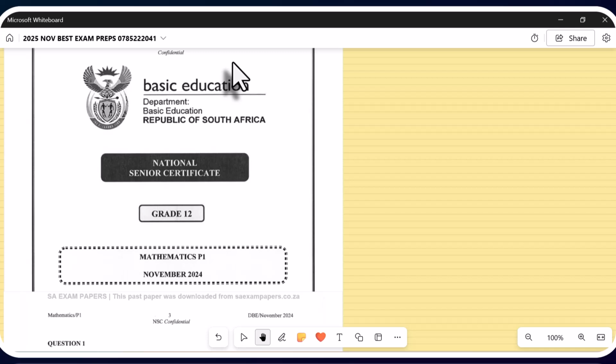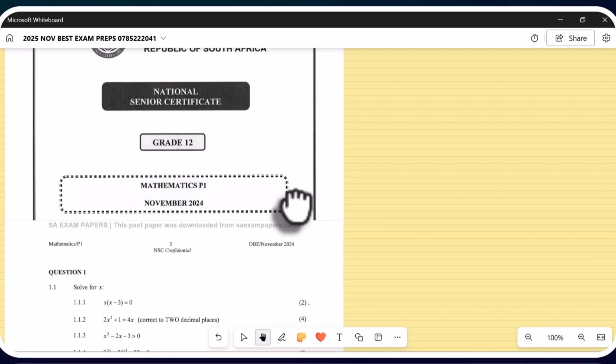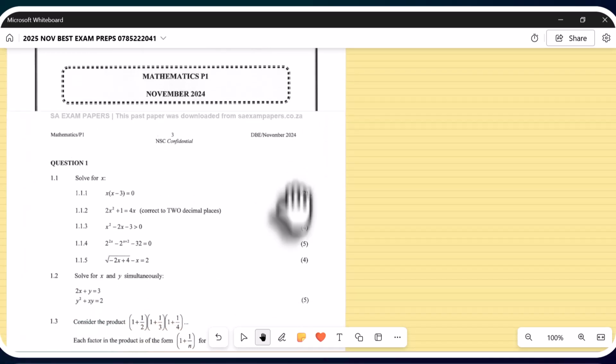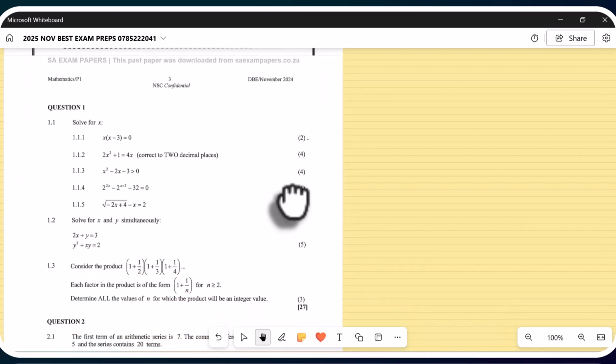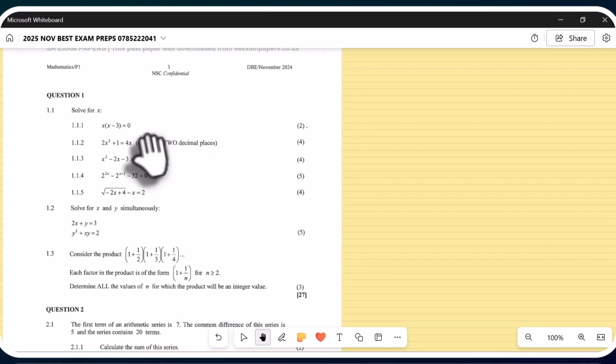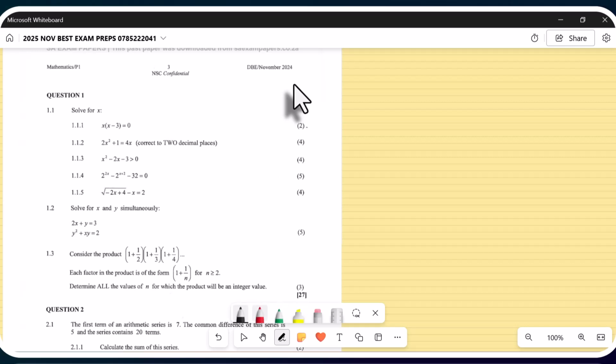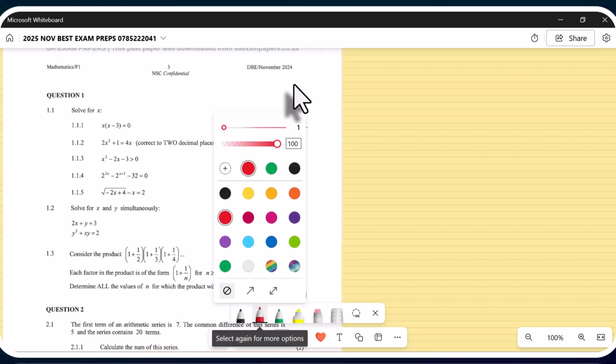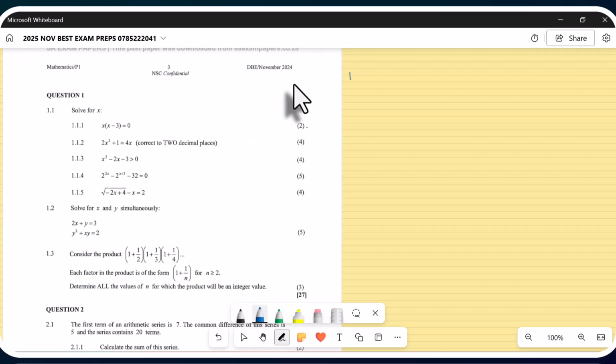For that matter, November paper 1 2024 is our starting point. Let us see what those learners last year were supposed to do. Question 1, solve for x. They say x into (x minus 3) equals 0. Because of the 0 here, we say either x equals 0 or x minus 3 equals 0.